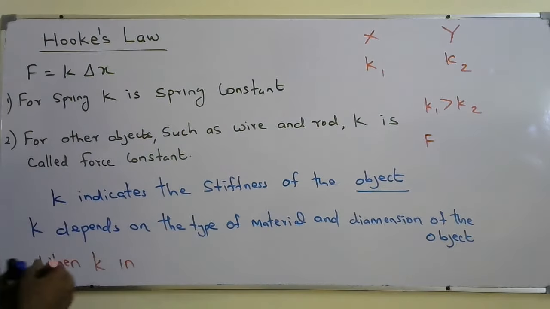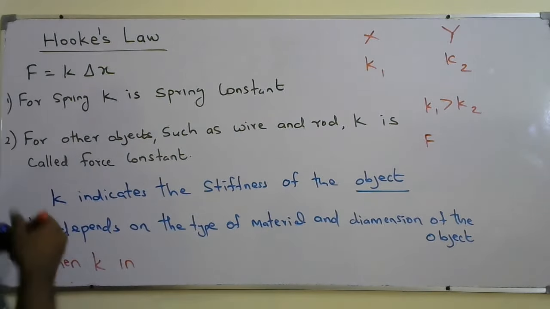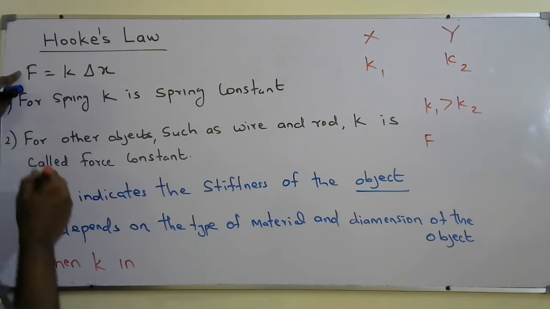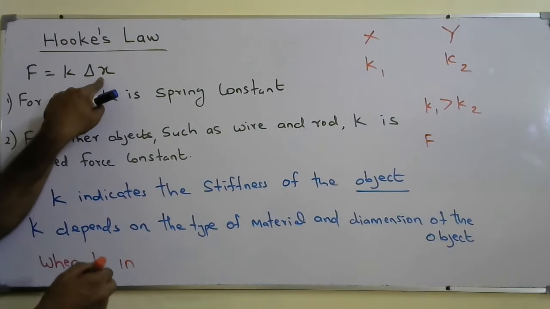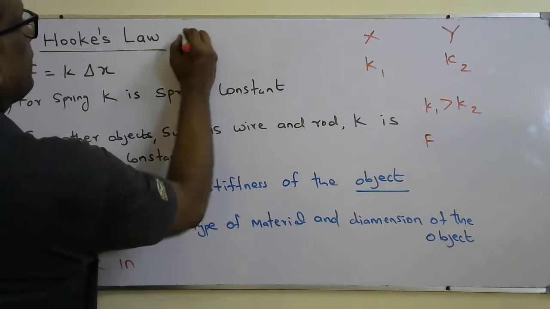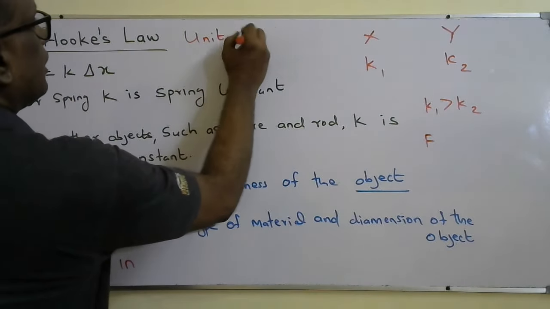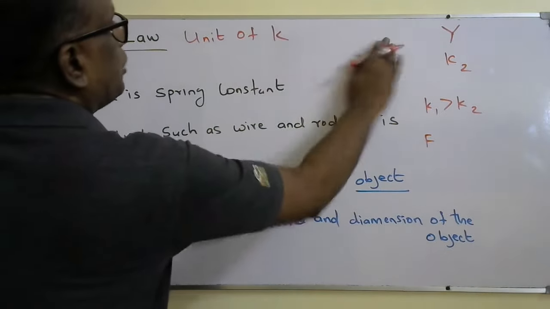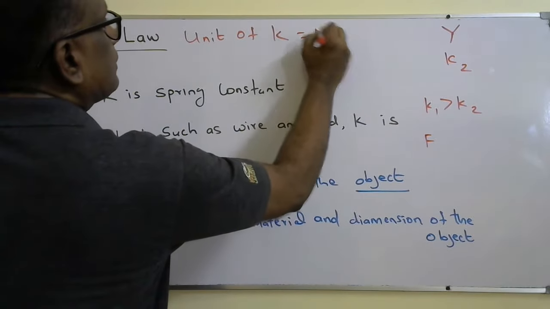What is the unit of K? F equals K delta x. The unit of F is newton, and the SI unit of delta x is meter. So the unit of K will be newton per meter.